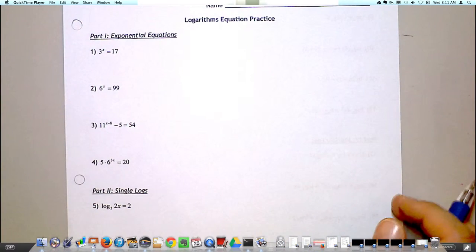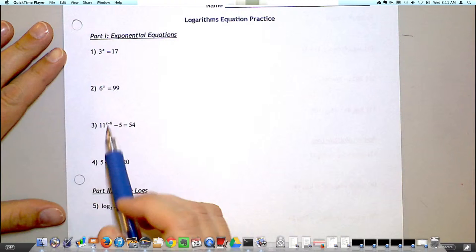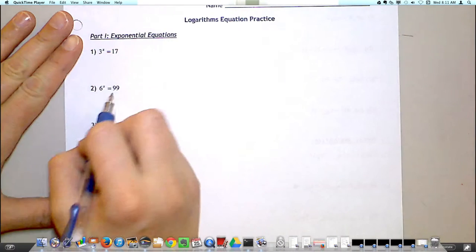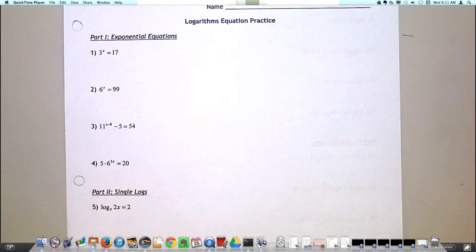So I'm going to do, let's see, maybe number 2. Let's do number 2 here. What's the problem with number 2? Why can't I solve it the way I've always solved equations? X is in the exponent. Okay. So I can't solve things where the x is in the exponent. How am I going to bring that down? What am I going to do to that to bring it down?